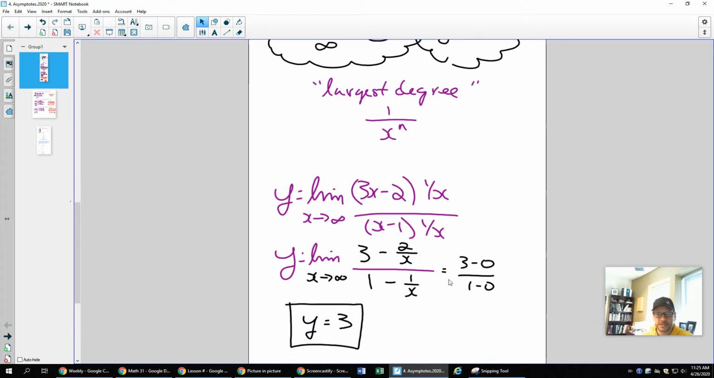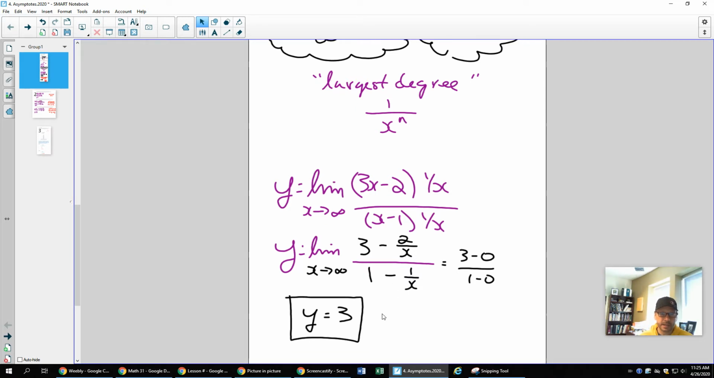2 over infinity is 0. 1 over infinity is 0. These constant terms, remember back to the idea of graphing a constant, y equals 3 is always 3, y equals 1 is always 1. So here's the algebra that you use to justify y equals 3. It's about going to infinity.